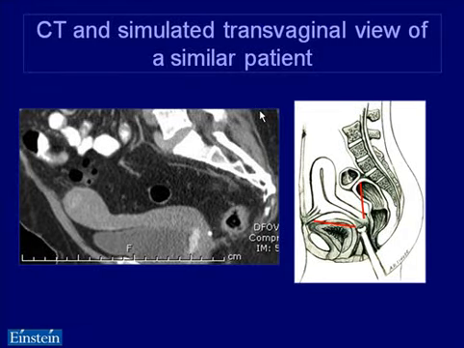The other problem is that transvaginal imaging is often limited in these patients. I've taken a sagittal reconstruction of the pelvis from a CT scan in a patient who's had a prior cesarean section and placed next to it a drawing of what it would be like if we tried to do a transvaginal study on this patient.